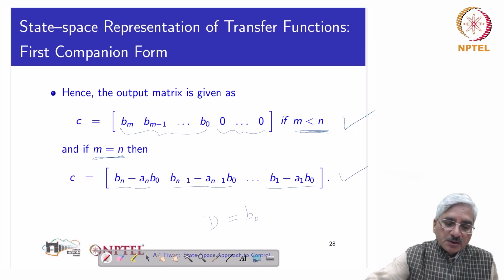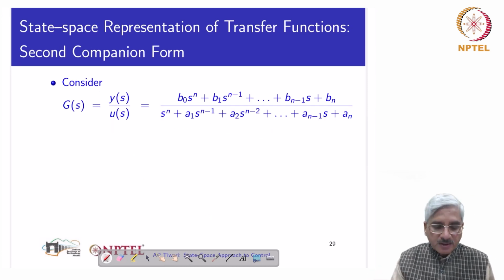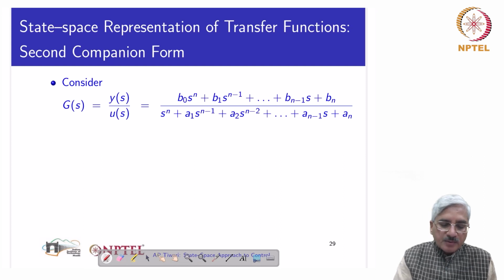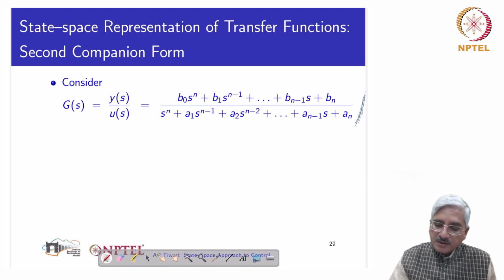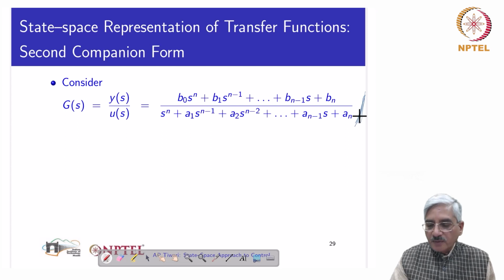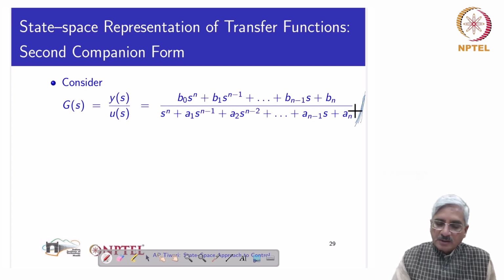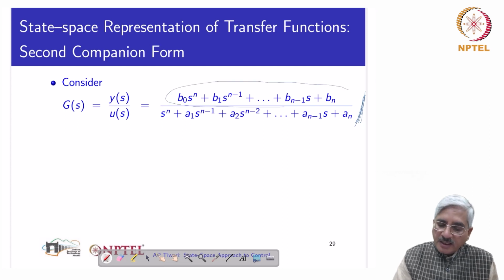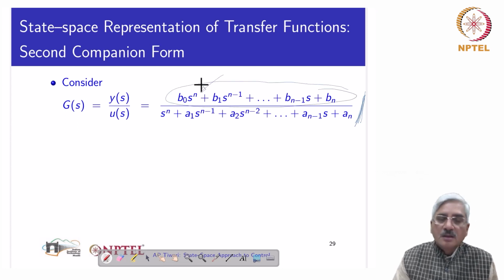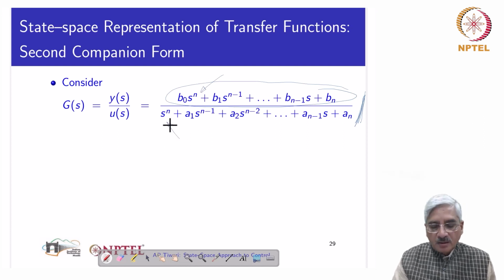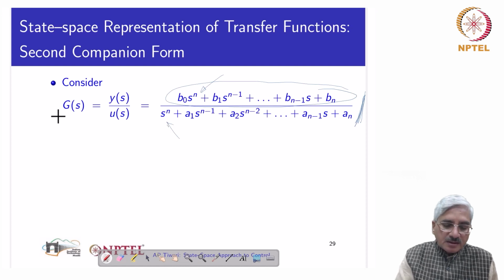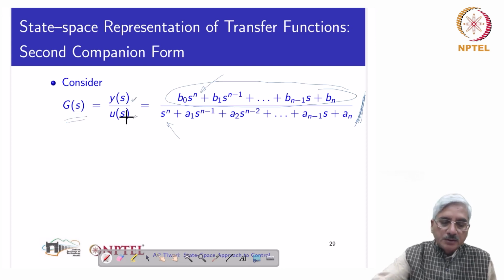Now we come to the second companion form representation of the system, and as before, G(s), the transfer function, is given as a ratio of two polynomials, and at the beginning itself we assume that the numerator polynomial is of degree n here, and the denominator polynomial as before is of degree n. So this is an nth order system represented by the transfer function G(s), the ratio of the Laplace transform of y to the Laplace transform of u.